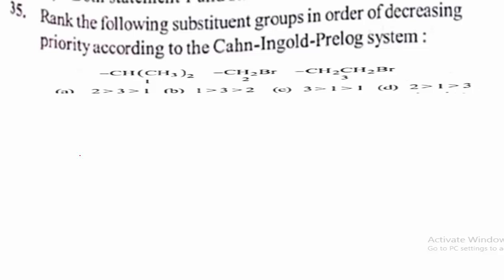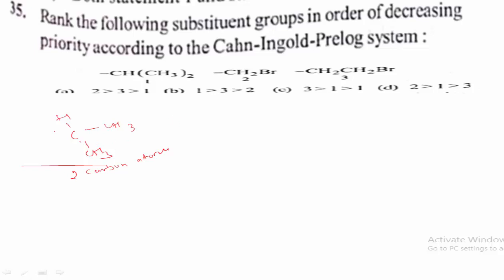Students, in structure 1, see here, it contains CH, here one CH3, I write here another one CH3. Here 2 carbon atoms are attached. Is it right? 2 carbon atoms.